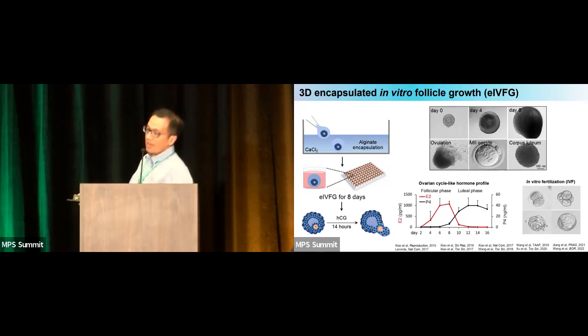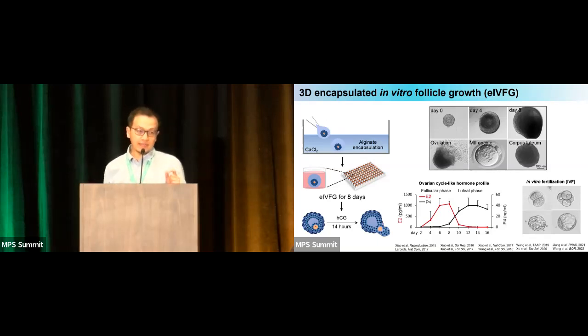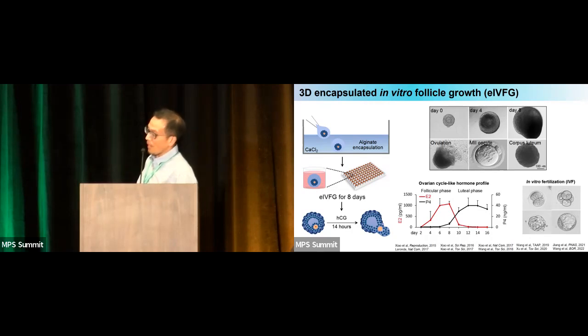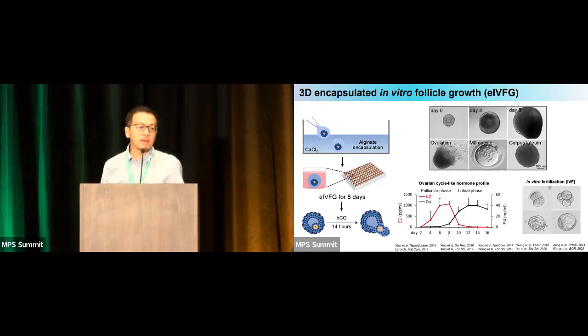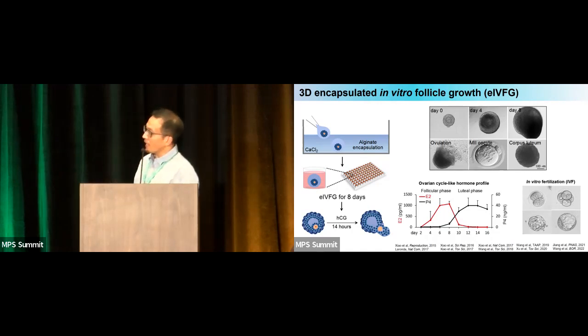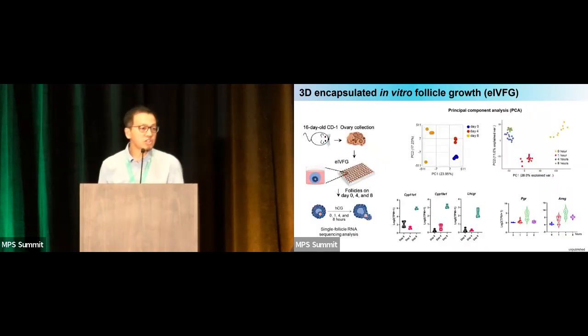For the ovulated egg, we can also perform in vitro fertilization to fertilize it, and it can develop to the blastocyst stage of the embryo. If we transfer this embryo back to pseudo-pregnant mice, the mice can become pregnant and deliver live pups. So this data indicates that, at least at the morphological level and the hormone level, we can mimic most of the key ovary functions.